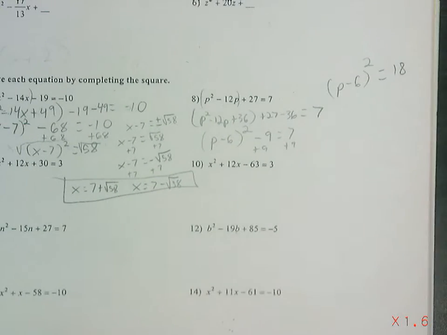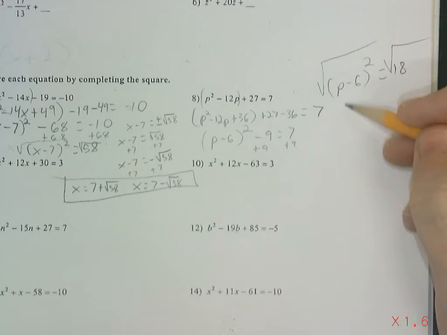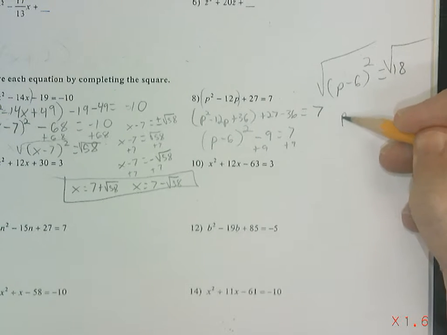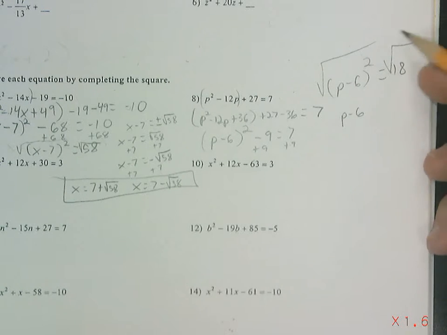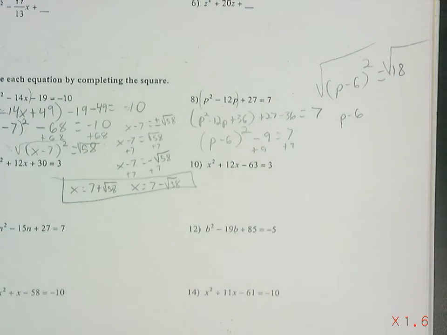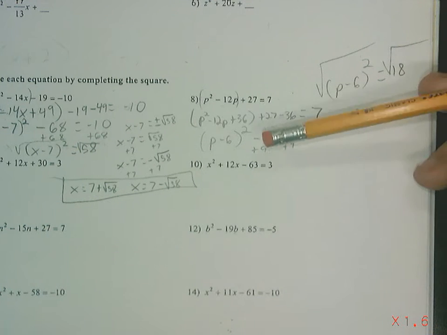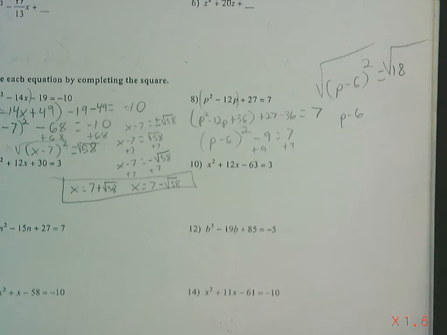Now this is where I do the square root to each side. That gets rid of my square over here, so I have p minus 6, but I don't know if this is a plus or minus square root of 18 over here. So, wait, did I do something wrong? No, I didn't. Okay.